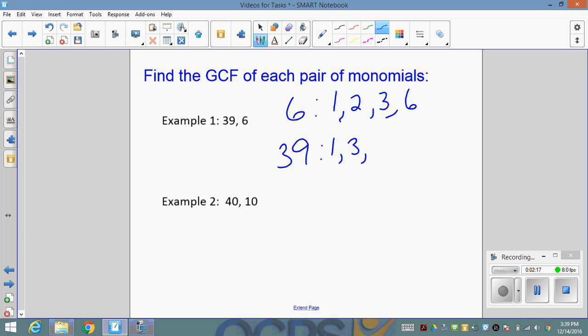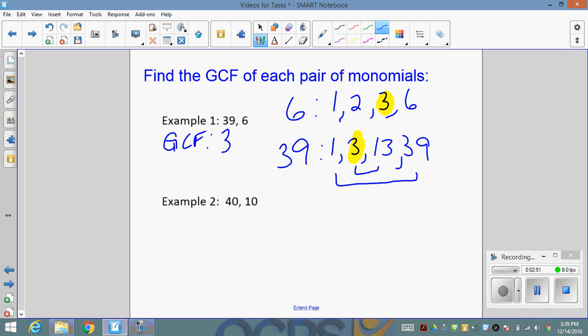11, 12 doesn't, 13 does, because if I do 39 divided by 3, it gives me 13. Once I have a pair, I know the next one's going to be a pair as well. So my only common factors are 1, since 1 is common with everything, and 3. So between 6 and 39, my greatest common factor is 3.